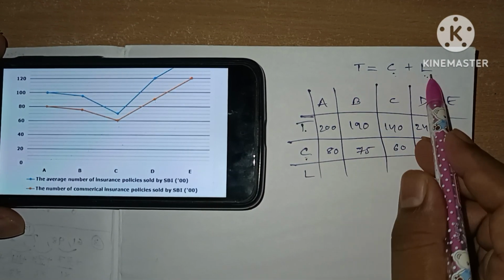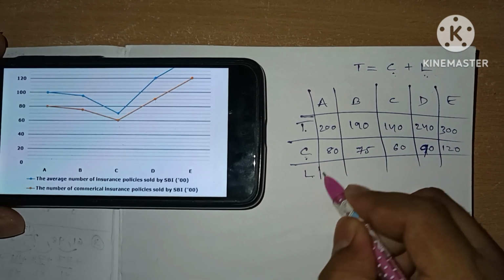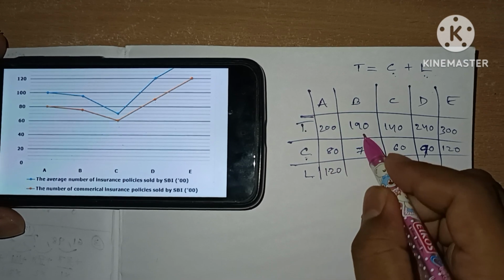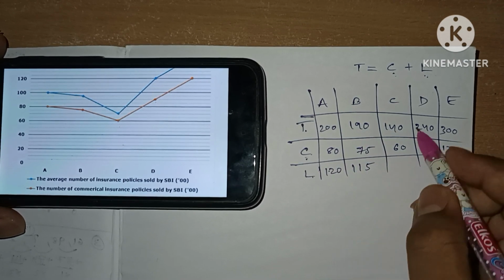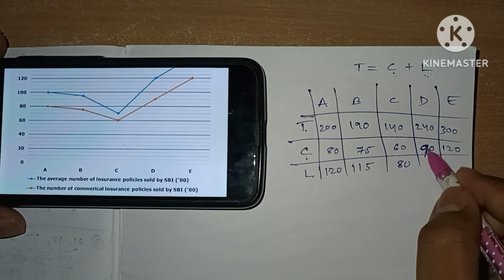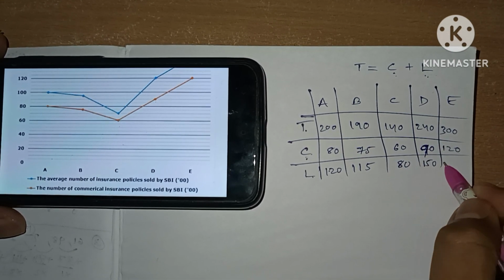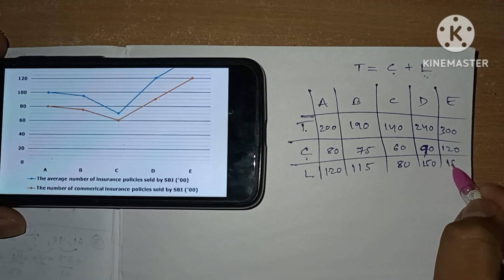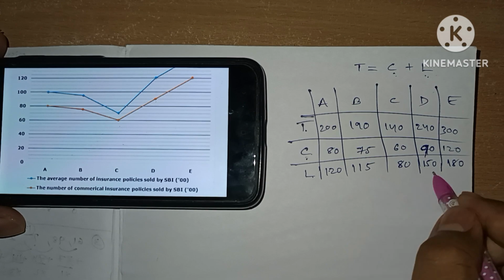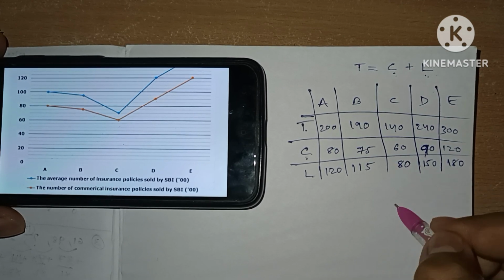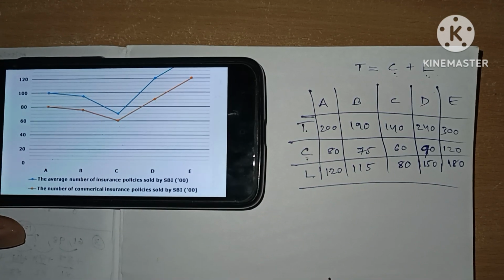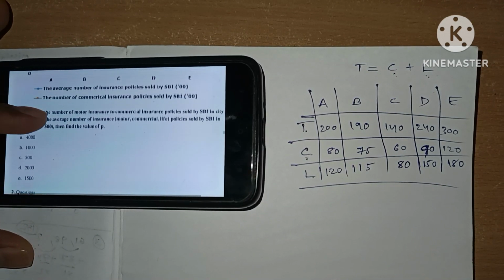From this equation we can find the value of life insurance, which is the difference between these two. We have 120, here 115, here we have 80. 240 minus 90 will be 150. Here the difference between these two is 180, and these are all in hundreds, so extra 2 zeros will be at the end of each number. Okay, this is the table we got from our line graph. Now we are going to see the questions.